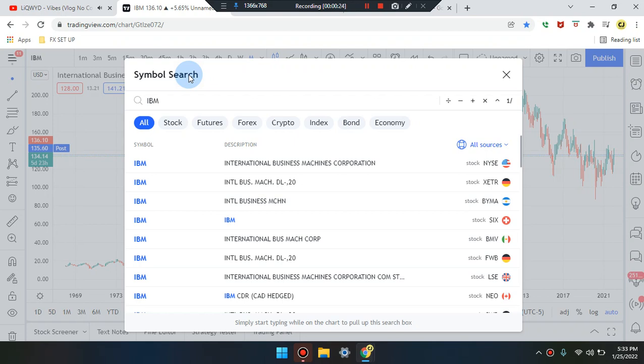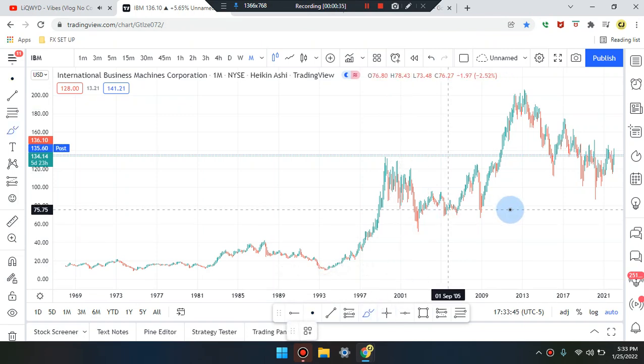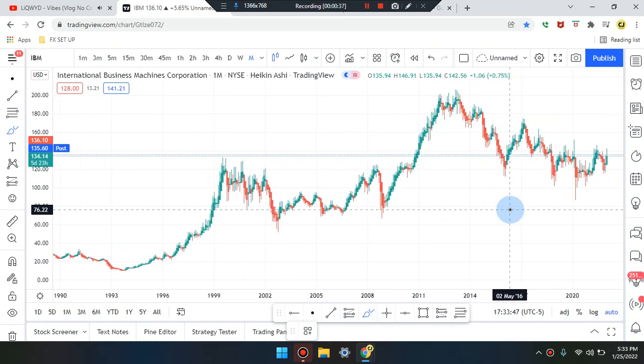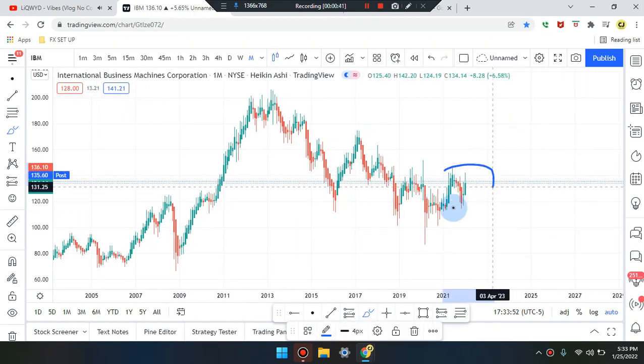Thank you. Okay, guys, we are marking up IBM. Take a look at what's going on in the market. We are on the monthly time frame. Over to price. So we have price action.